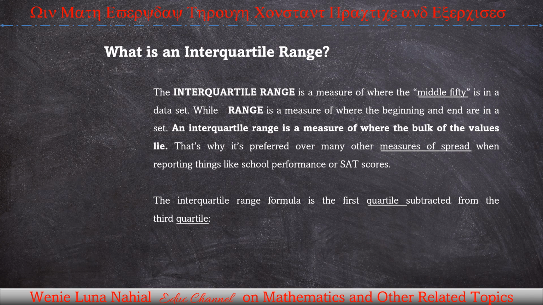The interquartile range formula is the first quartile subtracted from the third quartile. So you have here interquartile range, IQR, equals the third quartile minus the first quartile.